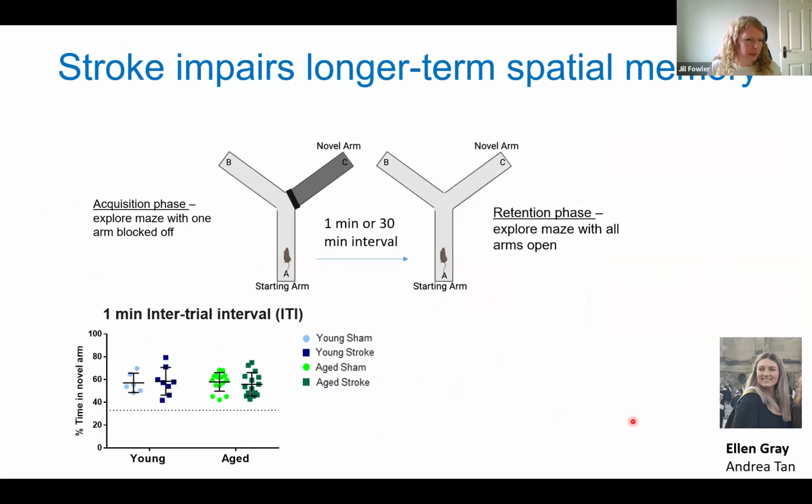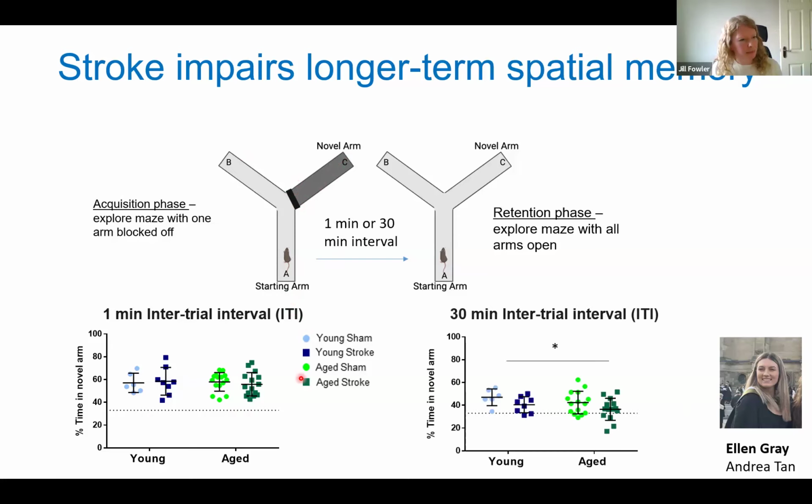And this was carried out by master student Ellen Gray in my lab, also very talented, who worked really hard on this study. And she found that there was a deficit in longer-term spatial memory. So this is a task where we block off one arm of the Y maze, and this is assessing spatial working memory. So if we leave the 1 minute intertrial interval to look at very short-term memory, we see that it's unaltered.